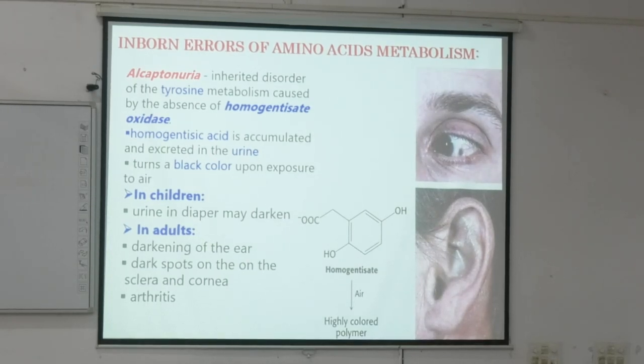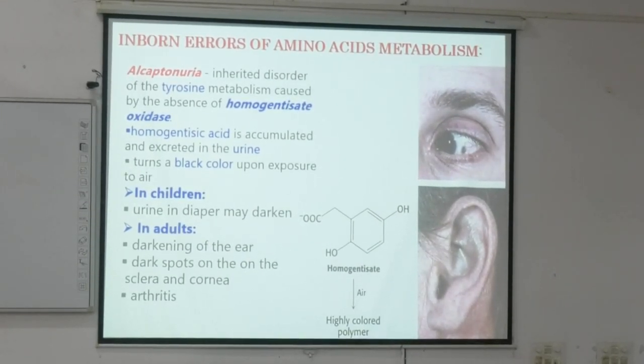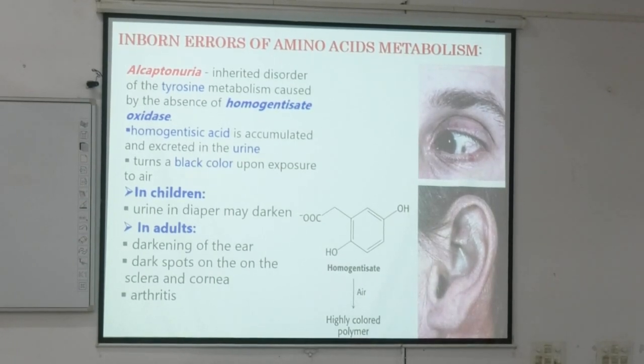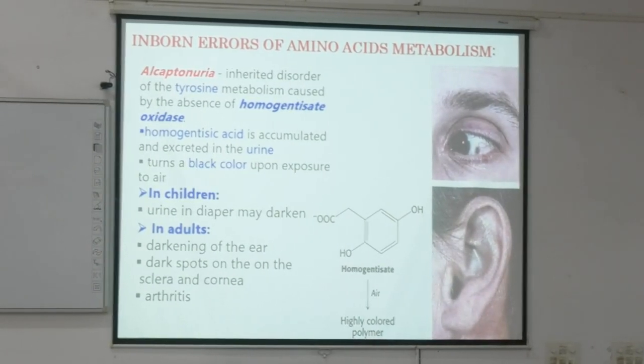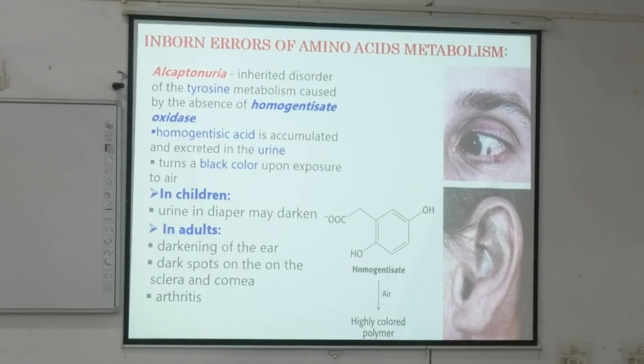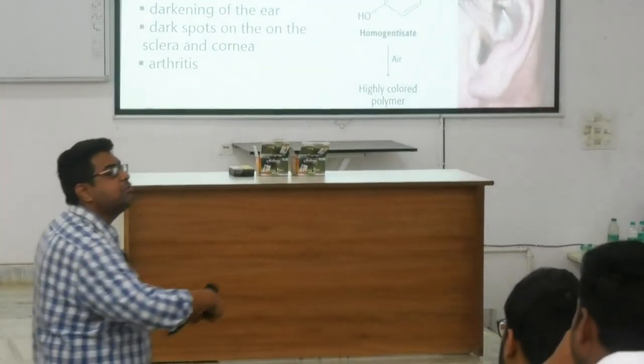You will get maleylacetoacetate. That maleylacetoacetate will rearrange itself to form fumarylacetoacetate, and that fumarylacetoacetate you break down into fumarate and acetoacetate. Acetoacetate is ketogenic, fumarate is glucogenic. Clear? Easy peasy. So what happens in alkaptonuria? The homogentisate that you got due to metabolism of tyrosine cannot be further broken down.